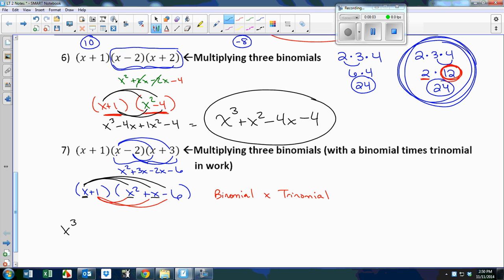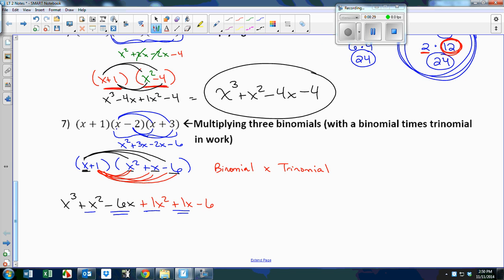X times x gives me positive x squared. X times negative 6 gives me negative 6x. Now in red, 1 times x squared gives me positive 1x squared. 1 times x gives me positive 1x. And 1 times negative 6 gives me negative 6. The like terms, let's see. We've got an x squared there and an x squared there. We've got a negative 6x there and an x there.